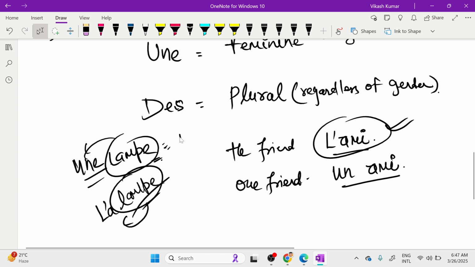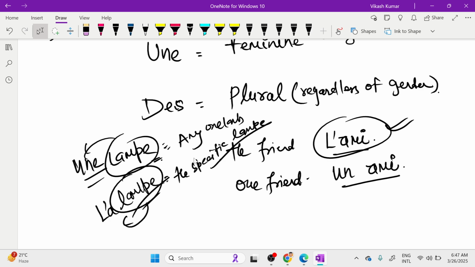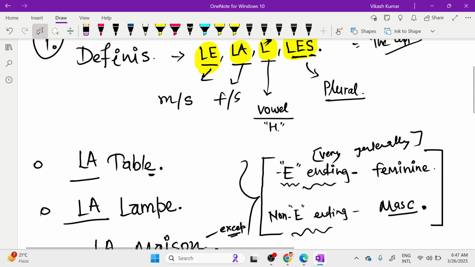Un lamp means simply any lamp, any one lamp. But la lamp means the specific lamp that we already have talked about. You know that, I also know that, the lamp which I'm telling about, the lamp which I have bought or purchased yesterday. Got it? This is the difference between these different articles, definite and indefinite.